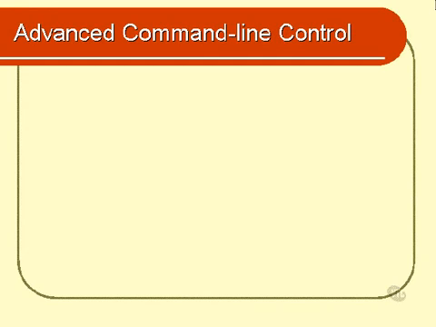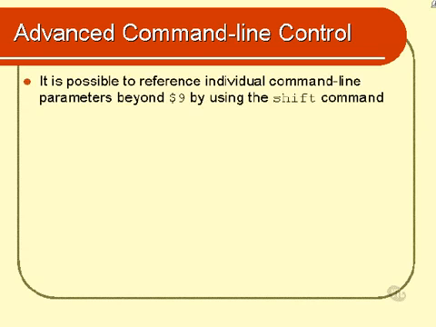Now this module is entitled Advanced Command Line Control. There are a few parts of command line control that we're going to have a look at, and the first one is referencing individual command line parameters beyond $9. Remember a couple of chapters ago I told you that that actually wasn't possible, that the only command line parameters you could reference individually were $1, $2 all the way through to $9. Well, there is a special command that you can invoke called shift that actually allows you to reference those individual command line parameters beyond $9.